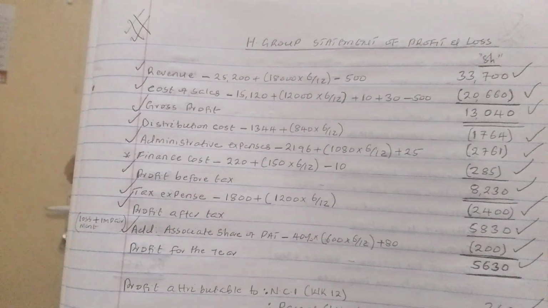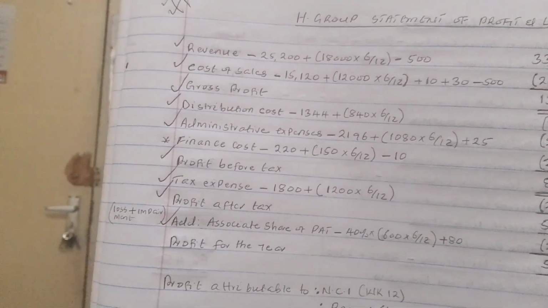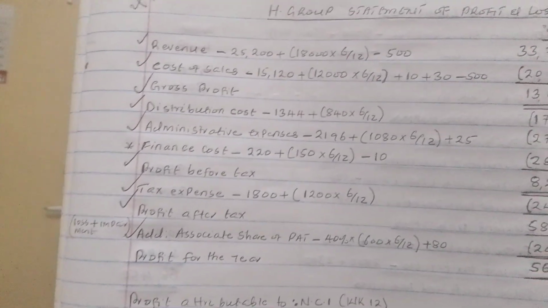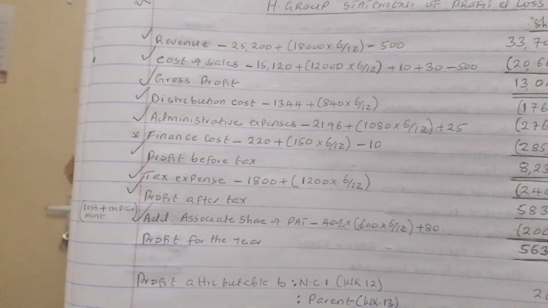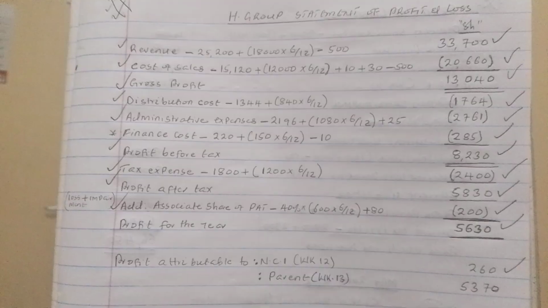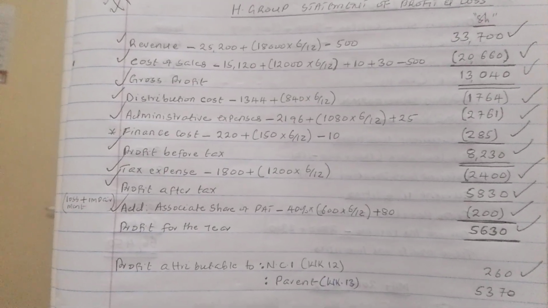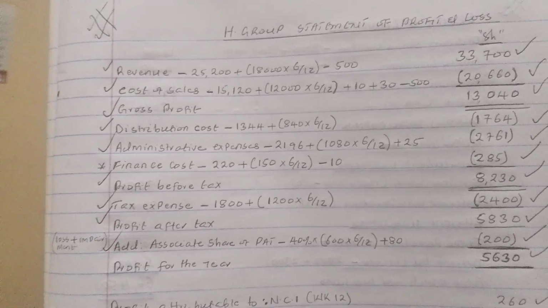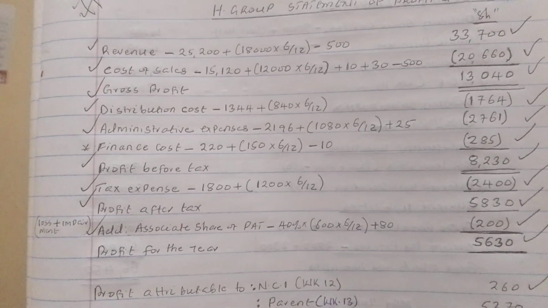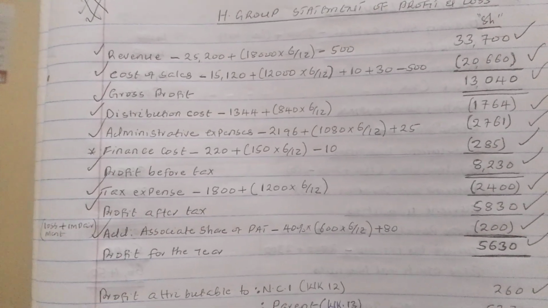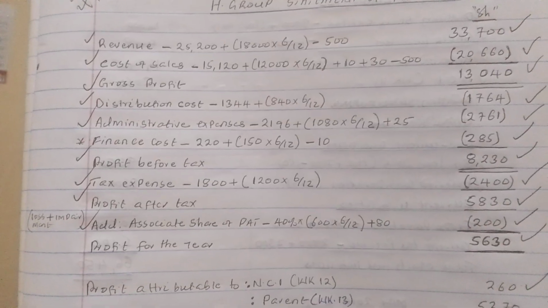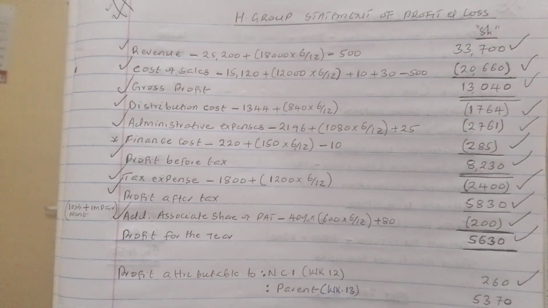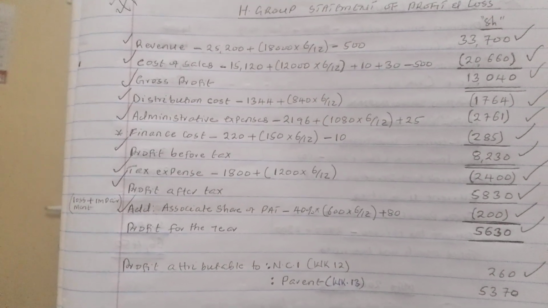We are told that there were sales between the group members worth shillings 500. H sold to S goods worth 500. You can't sell goods to yourself. So you are just summing up the revenue as given in the income statement for the year. Revenue 25,200 for the parent plus 18,000 of the subsidiary. But this 18,000, those sales we apportion over 6 months. Then you minus 500, the intra-company sales. You get 33,700.